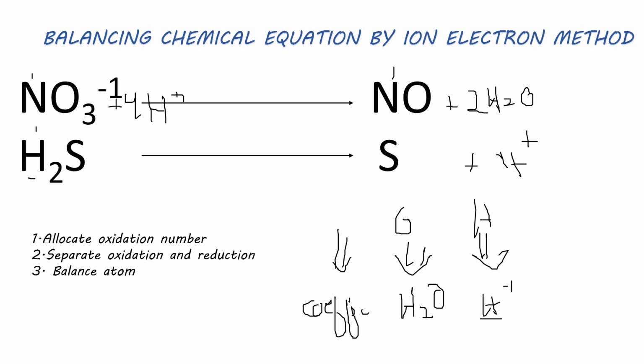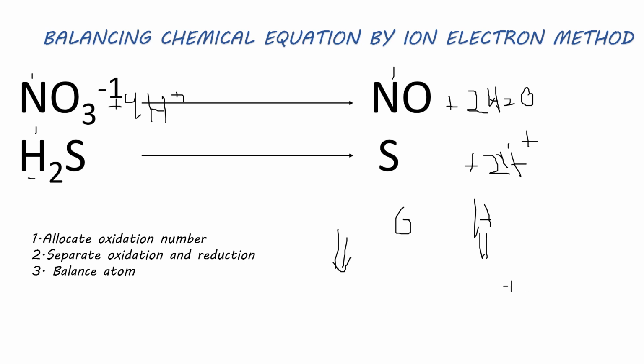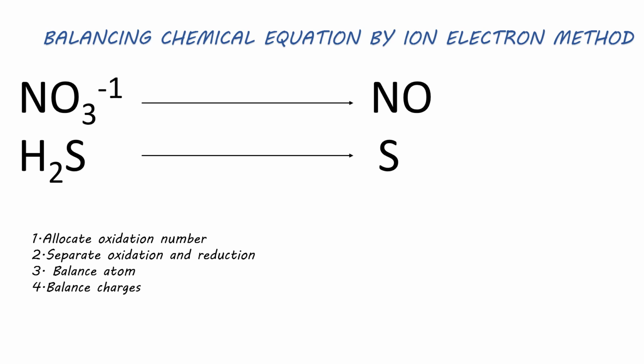Now here are 2H and here is 1H. So we're going to place here 2. There is 1S and 1S. Now this equation is balanced. Now we're going to move on to another step. Now another step, they have said that we have to balance the charges.